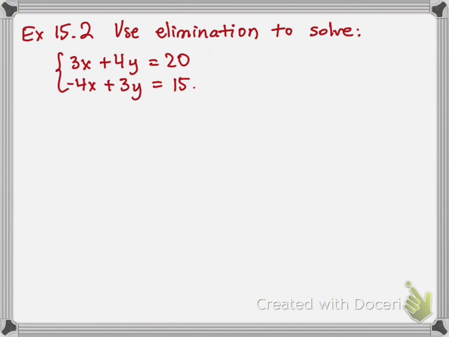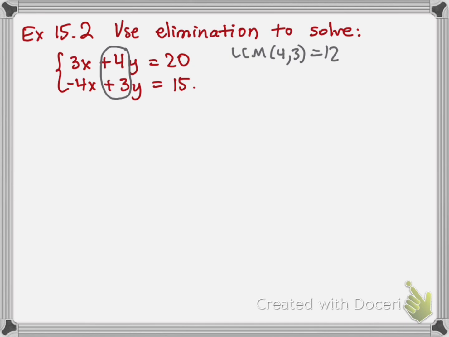All right, let's look at another example. In this case, let's say we want to get rid of the y's. I can decide x or y, it doesn't matter. But let's say to try another one, that we're going to get rid of the y's. So in this case, the LCM of 4 and 3 is 12. So I want both of them to be 12, but one positive and the other one negative.